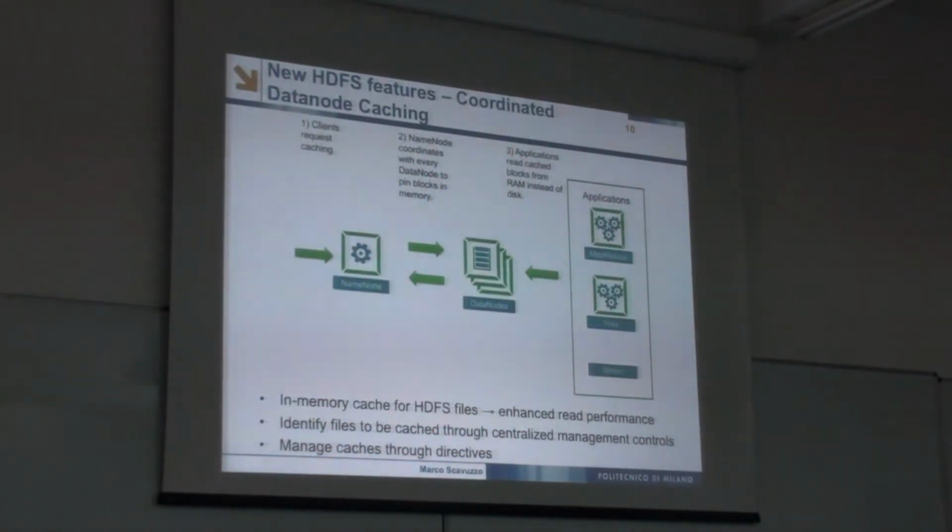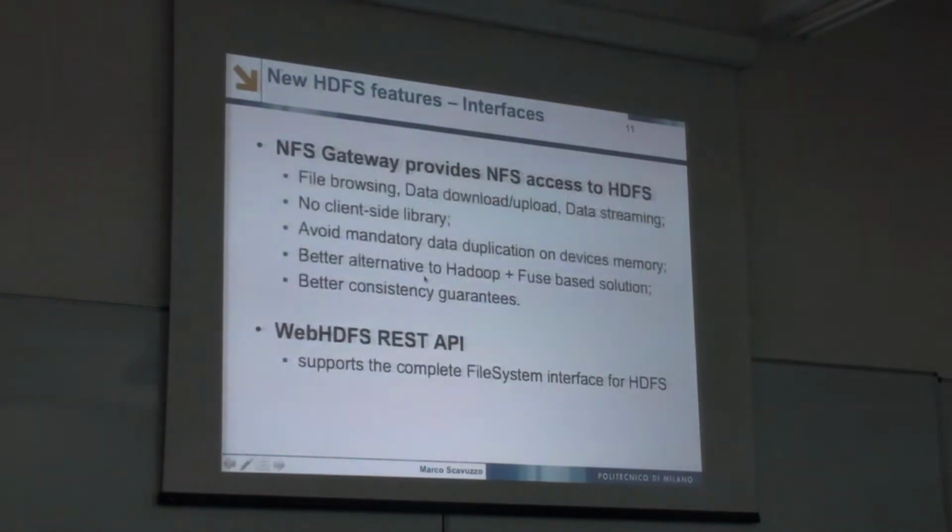One of them is the centralized data node caching, which means that from version 2.3 of Hadoop, client applications can request caching. The name node coordinates with every data node to pin some blocks of each data node in memory, so that we can have enhanced read performance. And we are going to exploit this feature to achieve better performance.